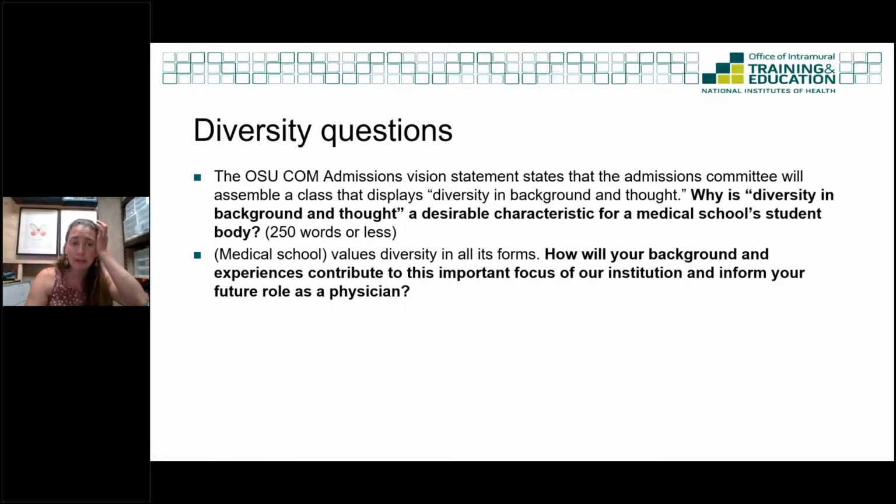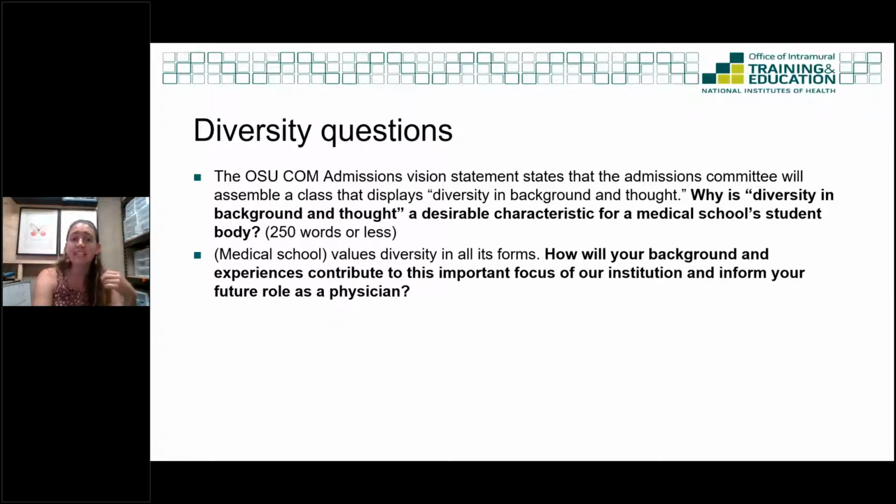Okay, so let's talk a little bit about diversity questions. These could be written in a variety of different ways. The first question I have listed here is from The Ohio State University, and we just heard from one of the Associate Directors of Admissions yesterday. This is their question for this cycle. It's on their website already, so for your list of schools, make sure you're going to the websites for those that are published. Go ahead and start answering those questions if they're there.